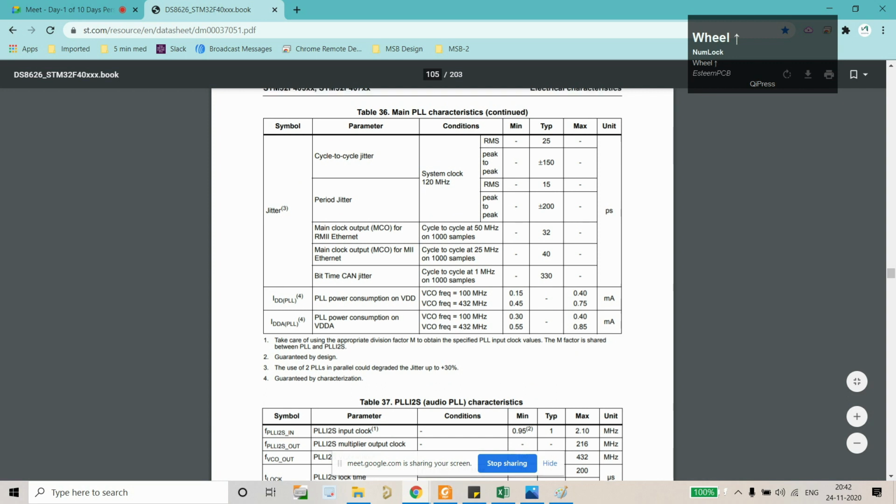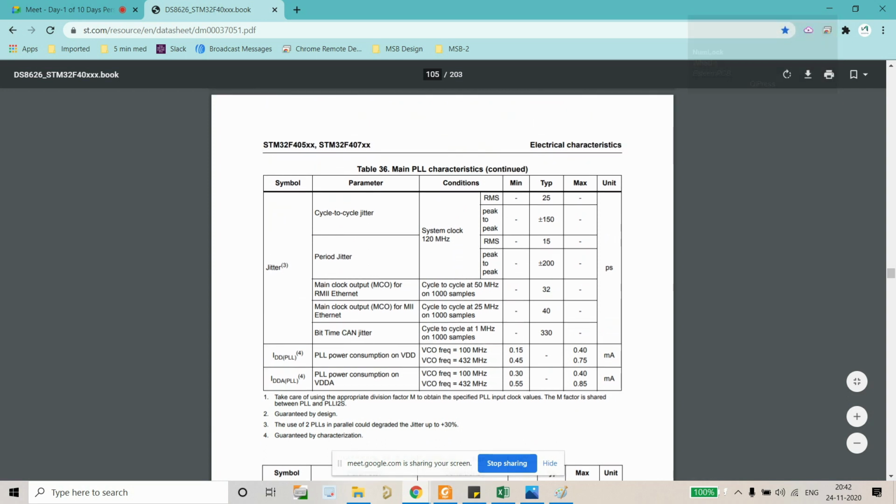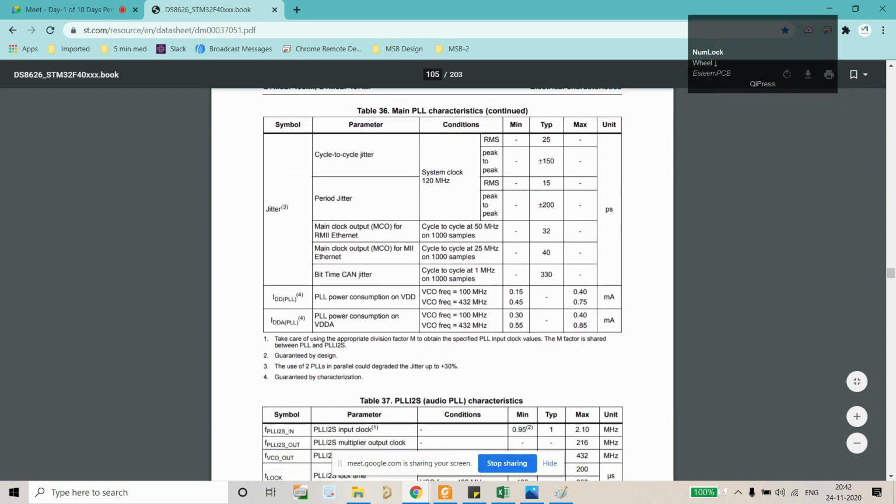So in 105 here they mentioned a few pieces of information. These are all related to jitter, but in our case they mentioned that this controller can communicate with the Ethernet PHY using the MII, and it can support up to 25 megahertz, right? And for RMII it supports a clock frequency of up to 50 megahertz for 1000 samples, right?